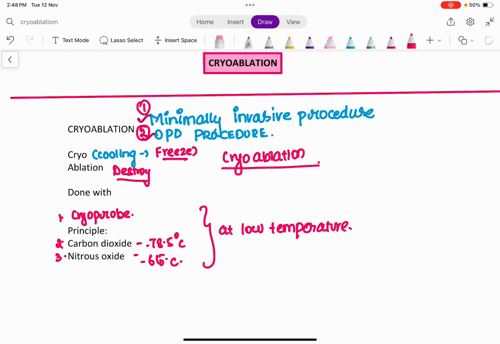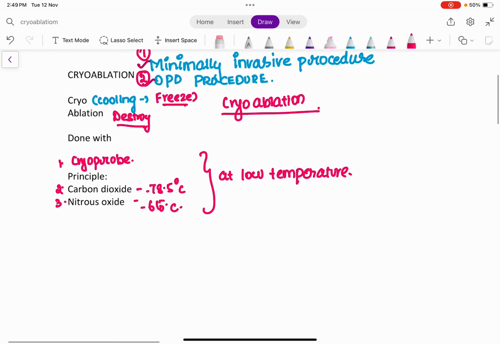Unlike conization or the cone biopsy, where we have to do the procedure in the OT theatre under anesthesia, and admission is definitely required for the patient, cryoablation is an OPD procedure, right? The entire process will be done in 15 to 20 minutes, and it is a minimally invasive procedure. Is that clear?